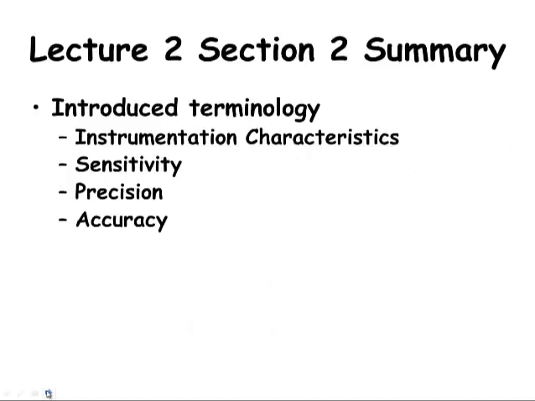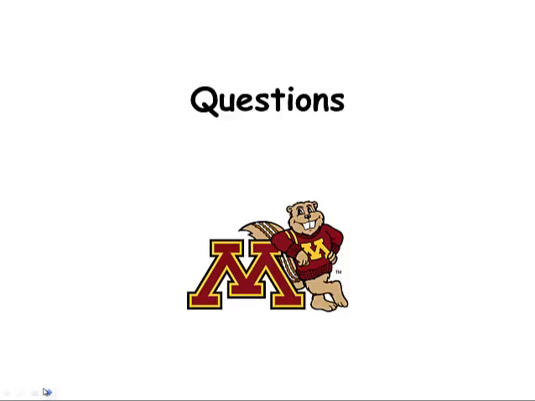This brings us to the end of the second section of the material for Lecture 2. In this section I introduced instrumentation characteristics, sensitivity, dual sensitivity, and explained the difference between precision and accuracy in the instrumentation world. The next narrated PowerPoint, Lecture 2, Section 3, will discuss measurement uncertainty and measurement error. This is the end of Lecture 2, Section 2.